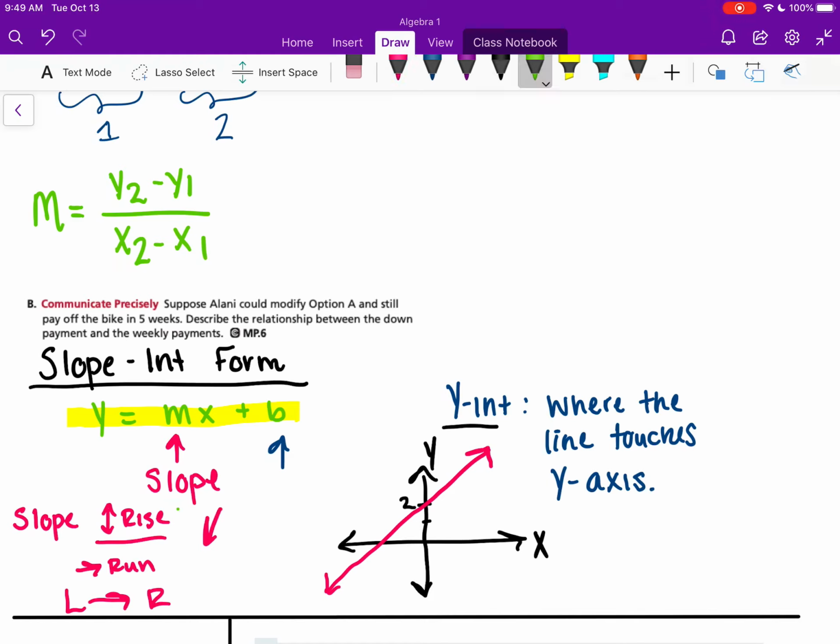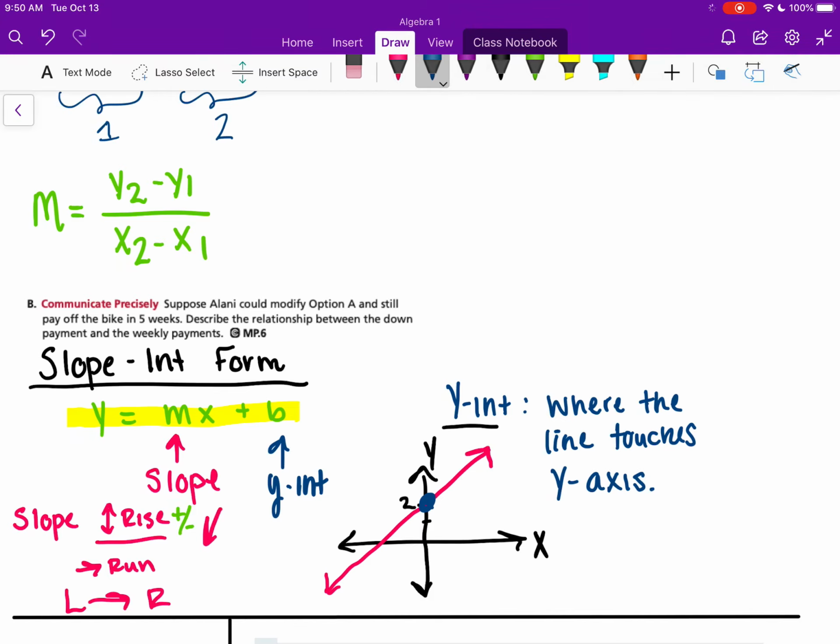Remember, the rise can be positive or negative depending on if we have to move up or down as we go from left to right. And then the b will represent the y-intercept of the line. And the y-intercept is where the line touches that y-axis. So I have a little diagram for you guys, and you see that pink line. Well, the y-intercept is going to be where it touches the y-axis, and that's right here at 2. Just a little example of the y-intercept would be positive 2.